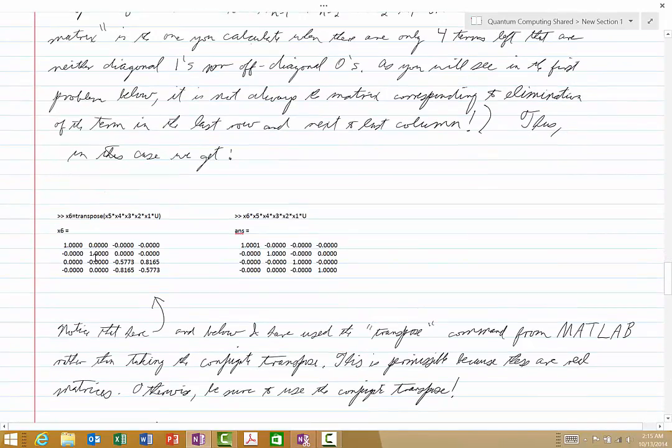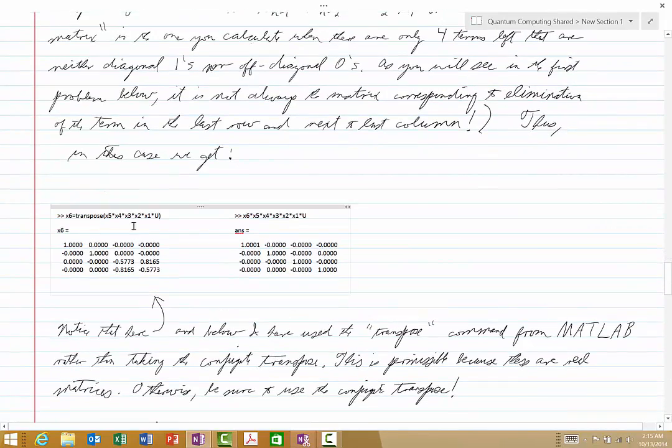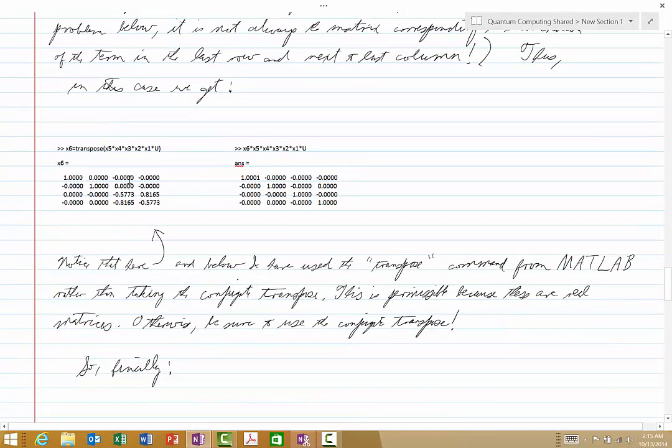And when we multiply that matrix, that X6 times X5 times X4 times X3 times X2 times X1 times U, we do indeed now get the identity matrix. And one note here for you, notice that here and below I have used the transpose command from MATLAB rather than taking the conjugate transpose. This is permissible because these are all real matrices. Otherwise, be sure to use the conjugate transpose.